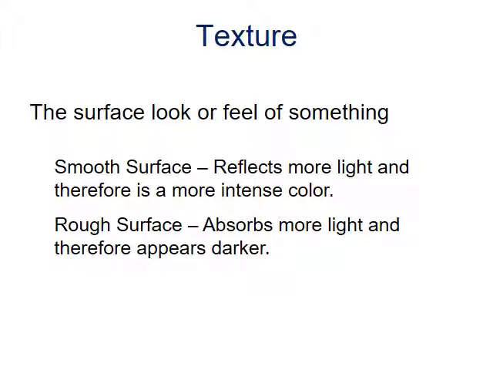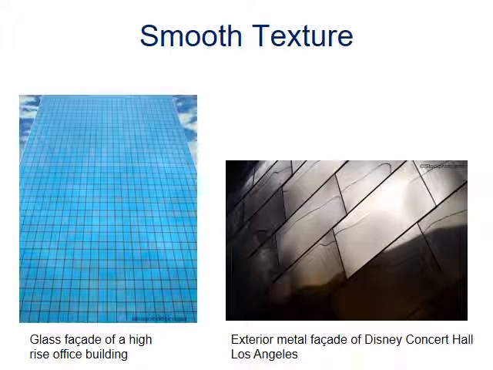Texture is our next element. It's just the way something feels, whether it's rough or smooth. The type of materials we use can create a big texture component. I mean, think about whether it's concrete versus glass or steel. What kind of feel does that give to your building, to your space? And how does it play with the color and the light that's naturally coming in there?